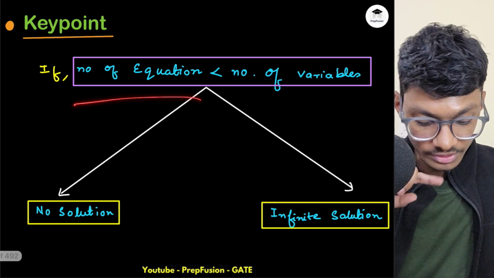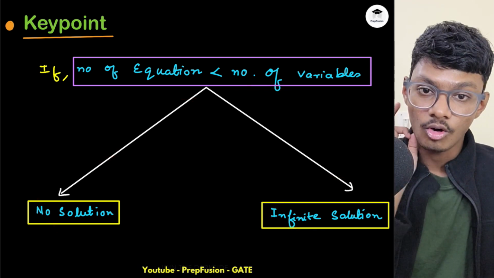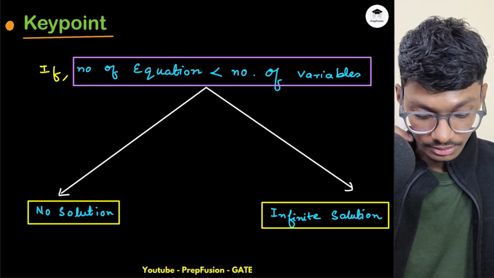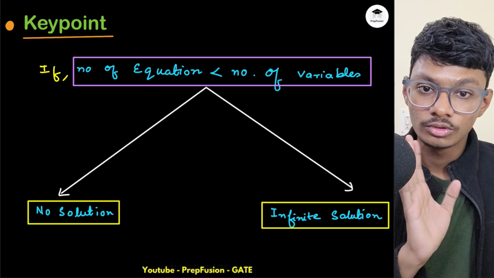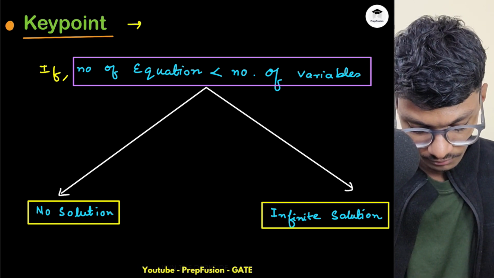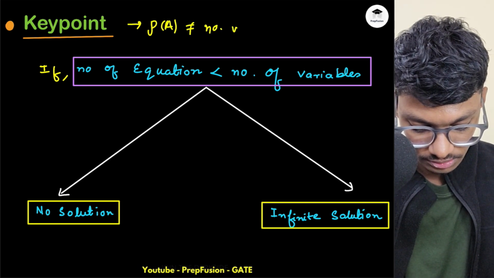Now if the number of equations is less than the number of variables, we have only 2 possibilities, because the rank of A can never be equal to the number of variables.